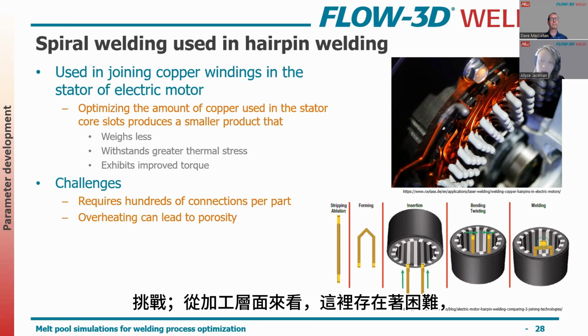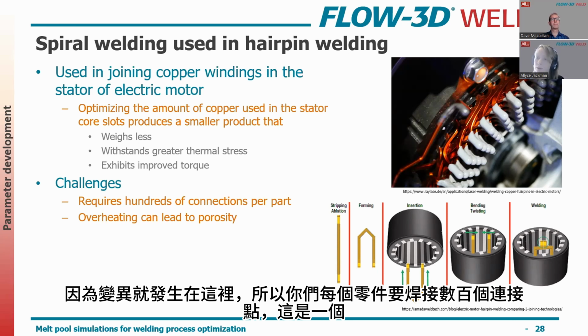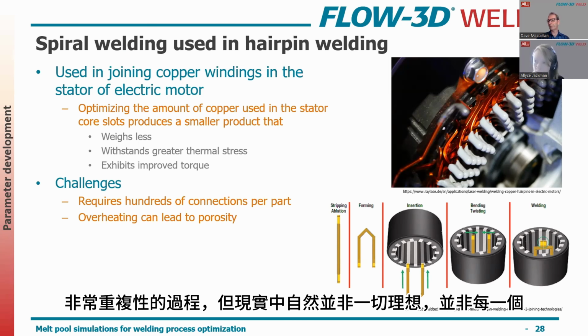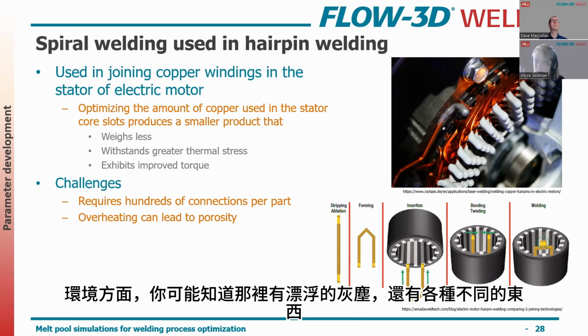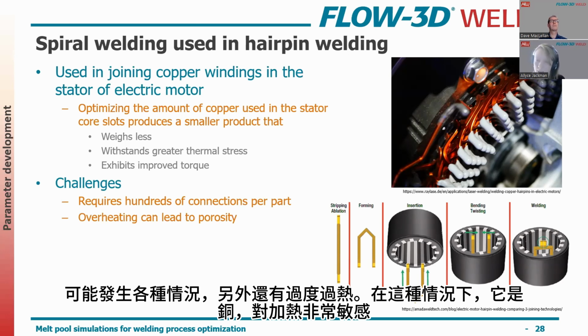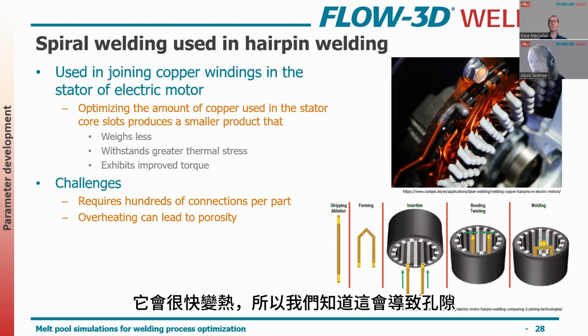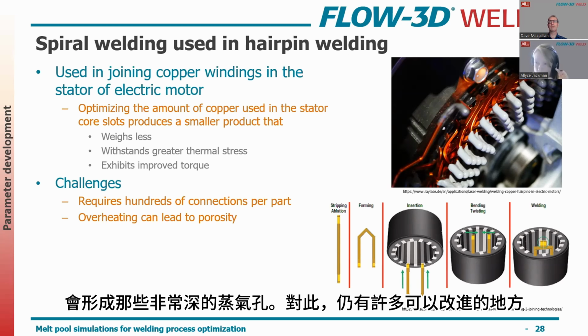From the processing side, there's difficulty in that this is where variation comes in. So you're welding hundreds of connections per part. So this is a very repetitive process. But naturally, in the real world, not everything is ideal. Not every winding is going to be exactly the same as the next, at least in terms of the process, the environment, maybe the dust that is floating around. There's different things that can happen. And then also overheating. In this case, it's copper, it's very sensitive to heating. It can get hot very quickly. So this is something that we know leads to porosity. You have those really deep keyholes that form.